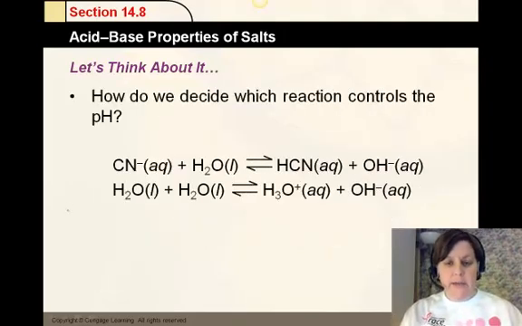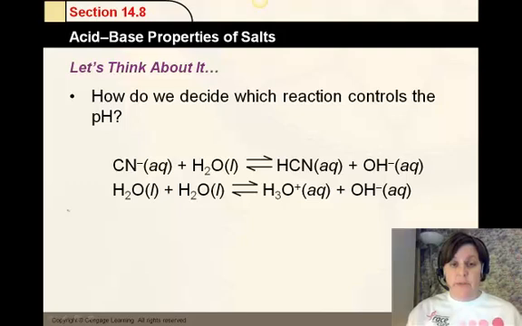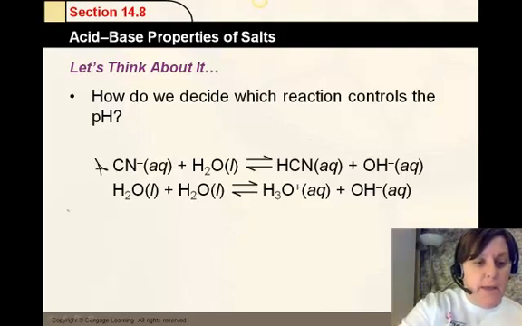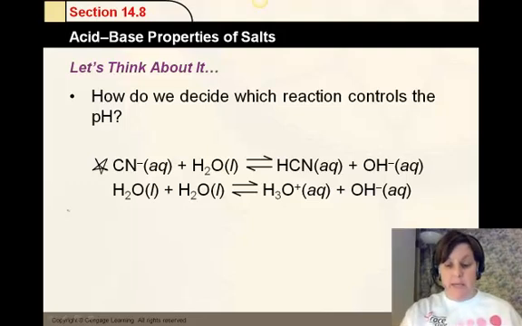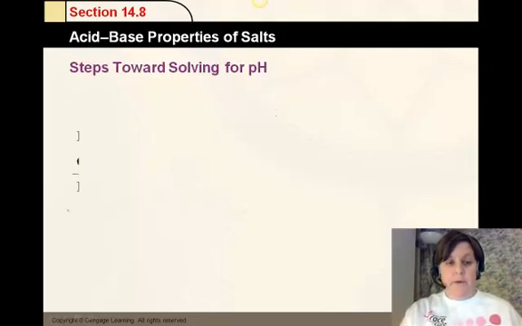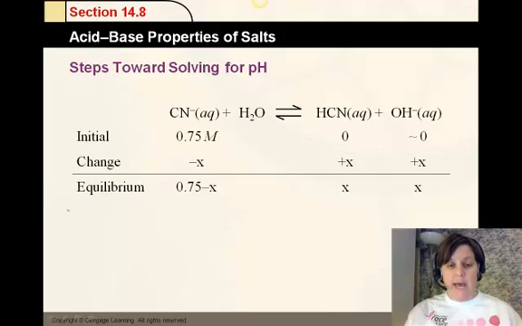So how do we decide which controls the pH? It's all about the Ka value. Now the Ka value on the previous slide was bigger than 1 times 10 to the negative 14. And that's why this is the major contributor of the pH. So let's see what they do. Oh, look at that. Had I just pushed the enter button, we would have gotten here a little faster. But hopefully you understand it now that I talked you through it.